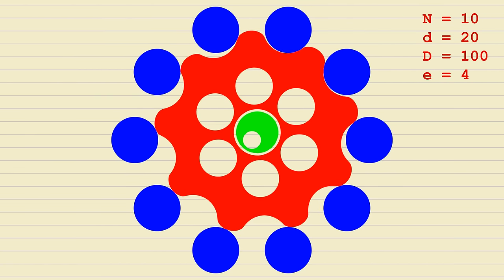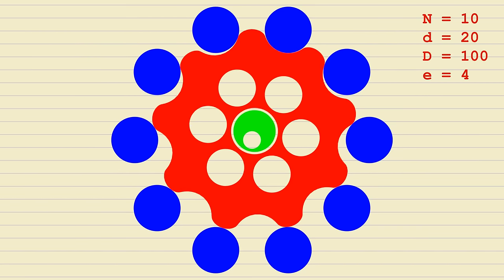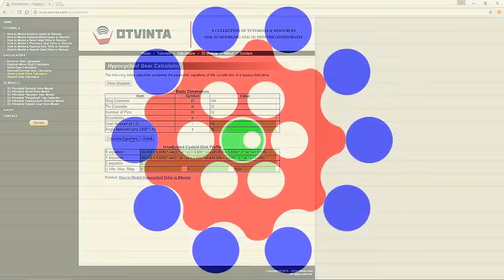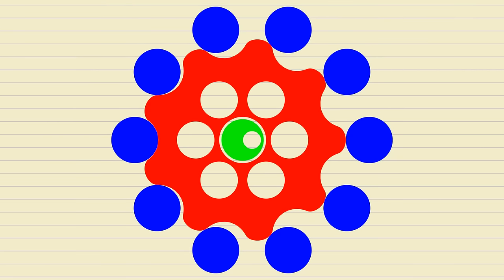The shape of the cycloid disc, shown here in red, can be obtained using the free online calculator found at www.hotvinta.com/cycloid.html. The cycloid disc becomes the base shape for the EC wheel, while the pin circle with the eccentricity amount applied to its origin becomes the base shape for the EC pinion. To turn these base shapes into the EC gears, the screw modifier needs to be applied to them.